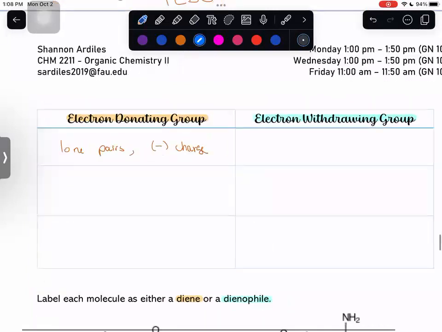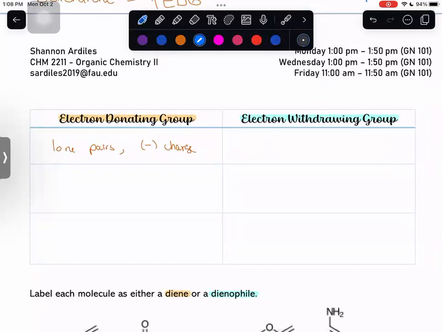And then for the withdrawing groups, it's actually gonna be quite the opposite. No lone pairs and a positive charge. So as long as you memorize at least one of those lists, you can pretty much figure out the other one. It's the complete opposite, and that's it.